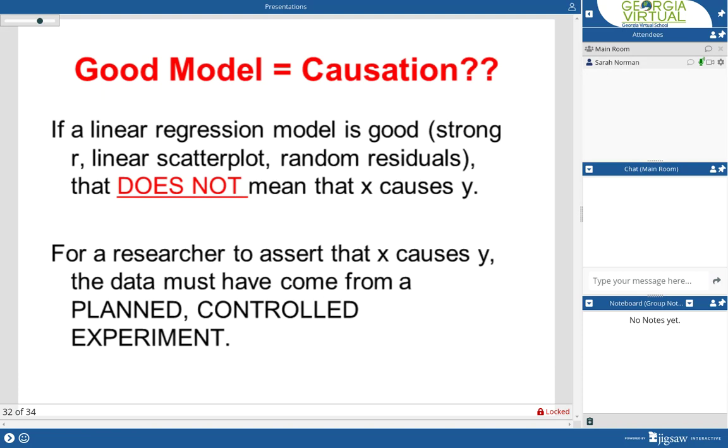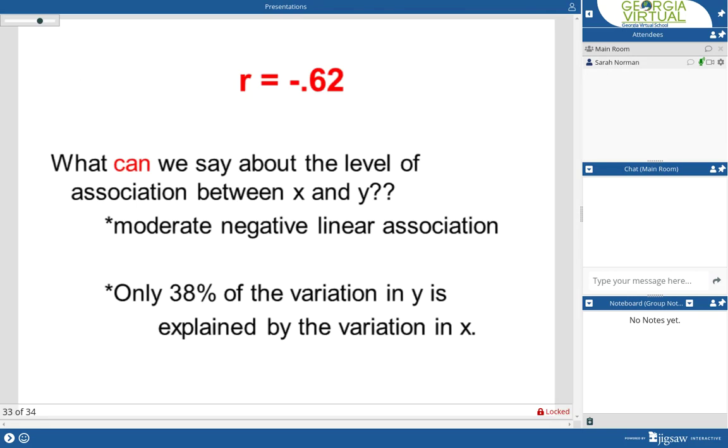You actually have to have an experiment where you have a control variable, and you're manipulating one group of, I guess, people or whatever else, bacteria, things like that. And you actually do an experiment. That's the only thing that is going to determine causation.